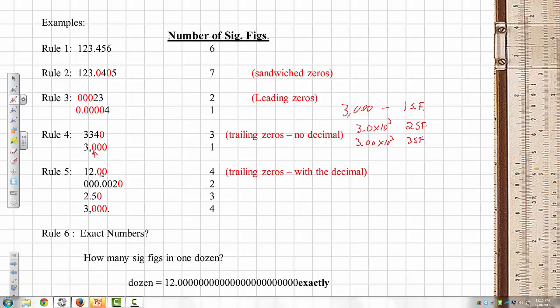these guys are significant, so there's 4. Here, none of these leading zeros count. The 2 obviously counts, and this trailing 0 counts, so there's 2, 3, and likewise this 3,000, only 1, but 3,000 decimal point, now there's 4. Okay. Exact numbers, don't need to worry about it. I'll just say do not consider exact numbers when determining sig figs.